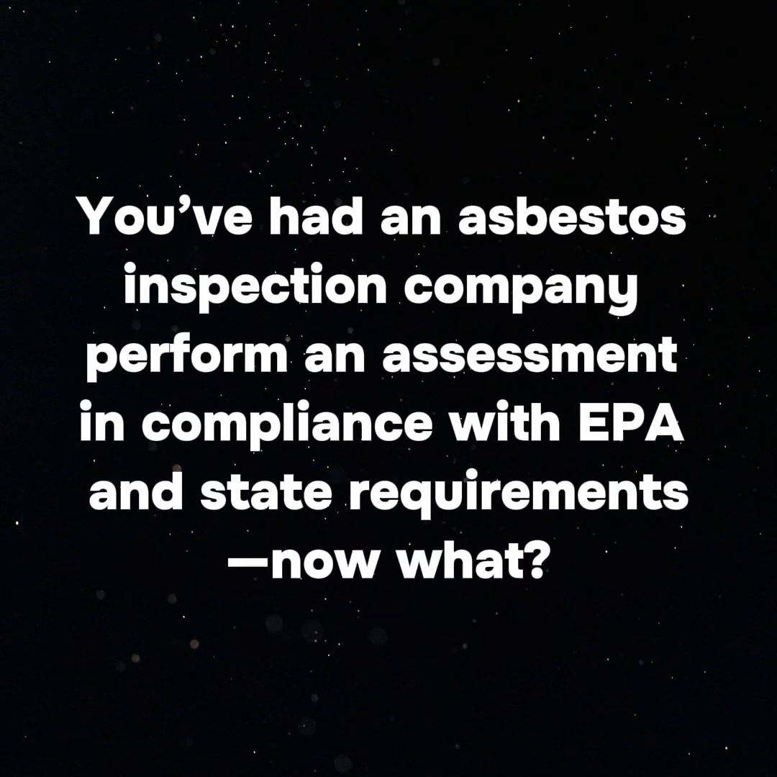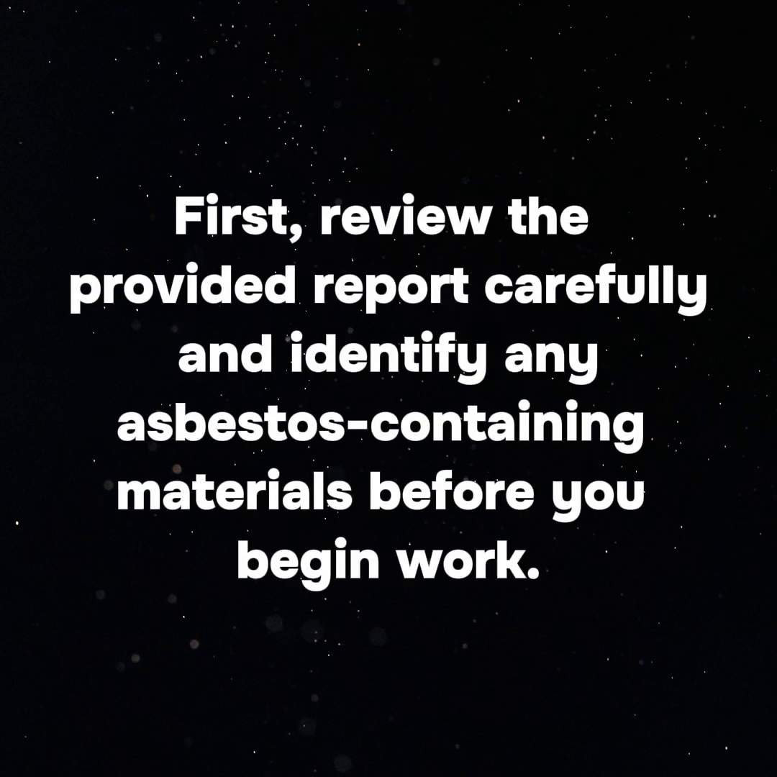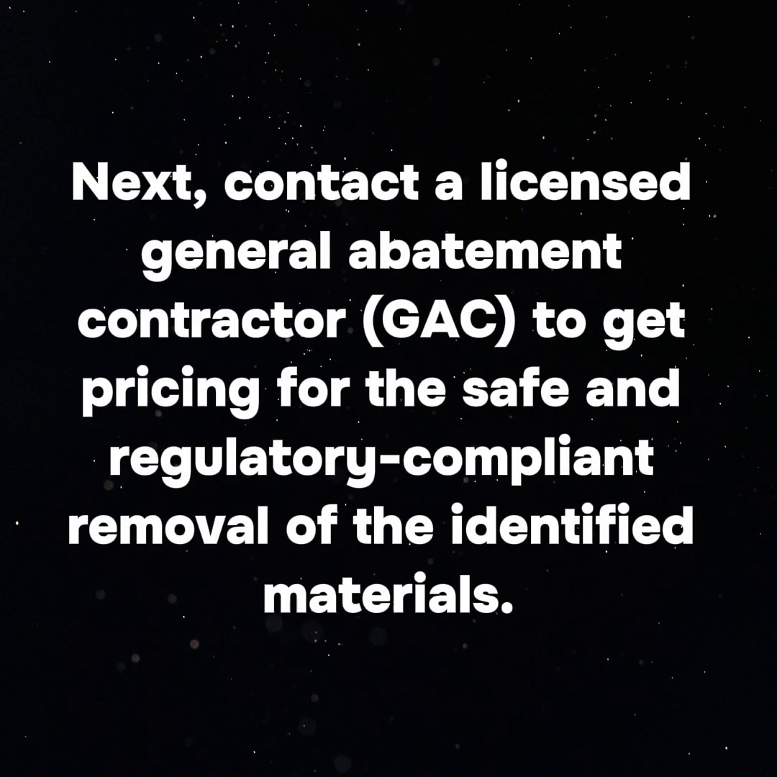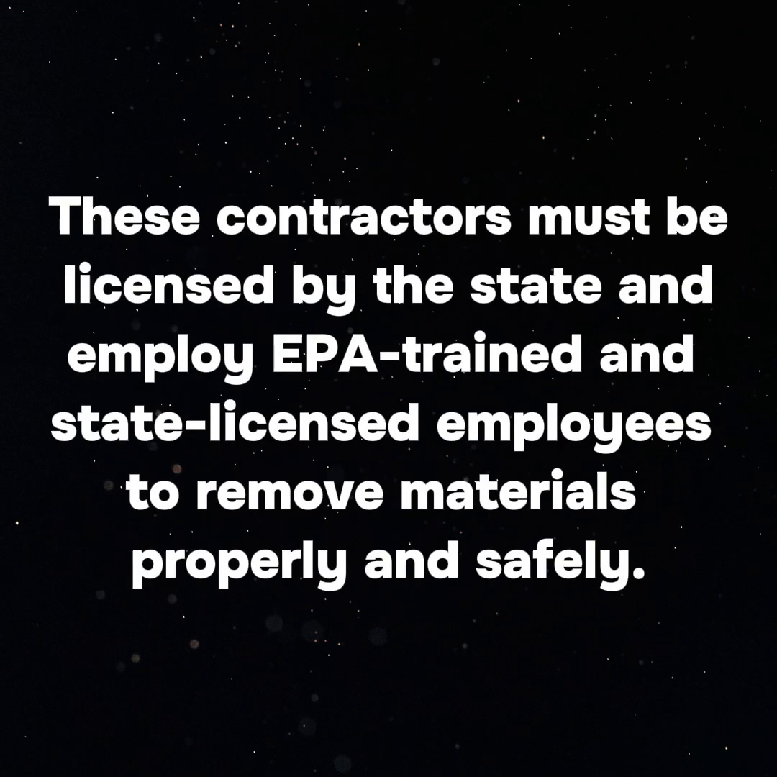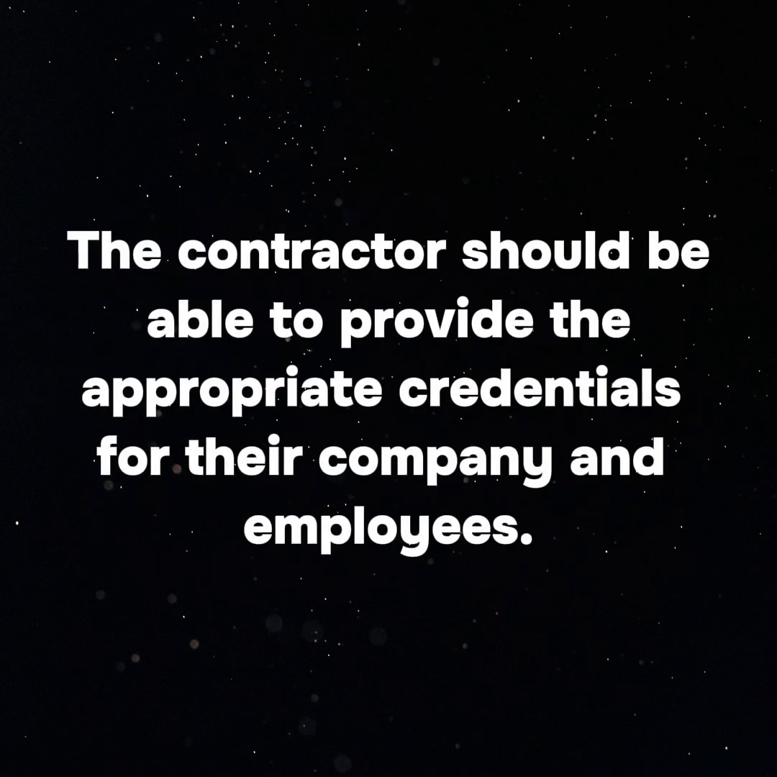You've had an asbestos inspection company perform an assessment in compliance with EPA and state requirements. Now what? First, review the provided report carefully and identify any asbestos-containing materials before you begin work. Next, contact a licensed general abatement contractor, GAC, to get pricing for the safe and regulatory compliant removal of the identified materials. These contractors must be licensed by the state and employ EPA-trained and state-licensed employees to remove materials properly and safely.